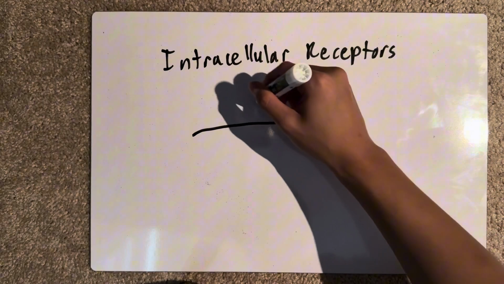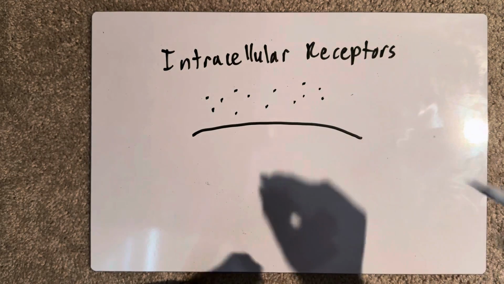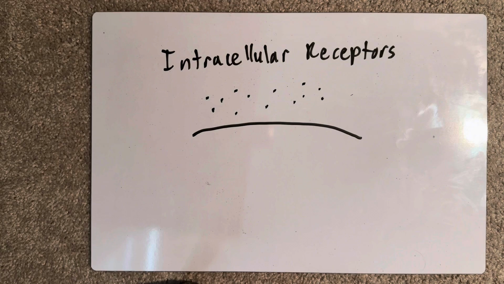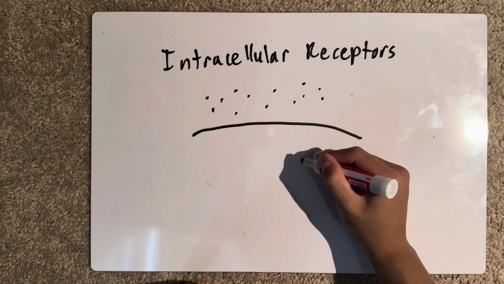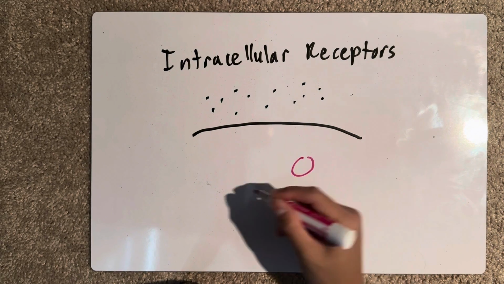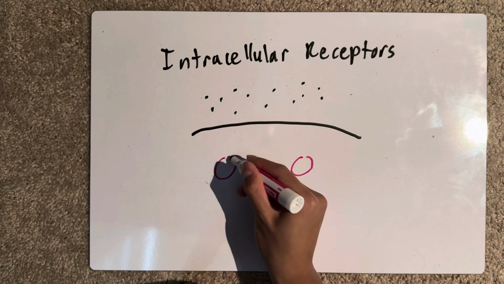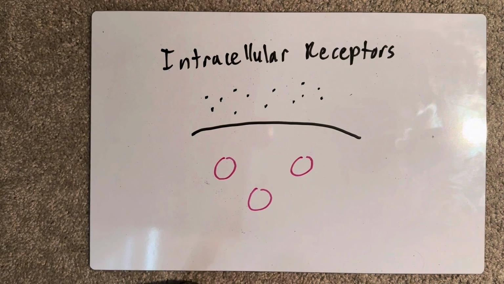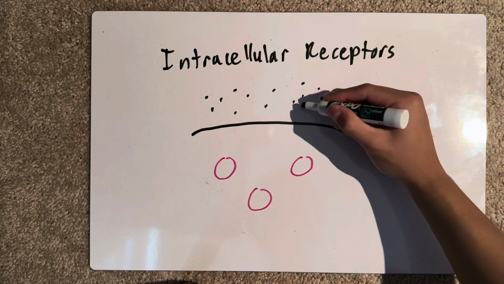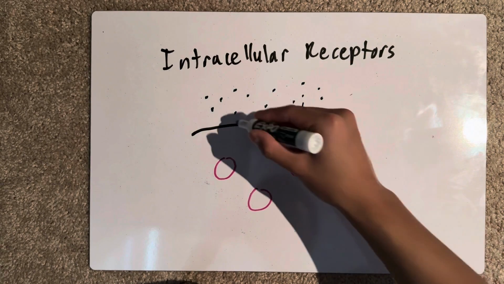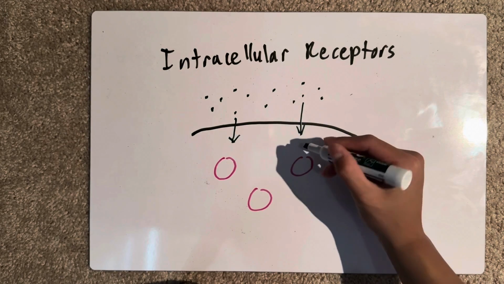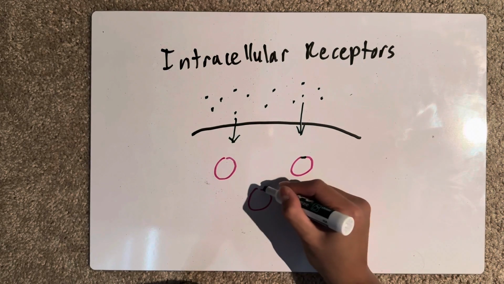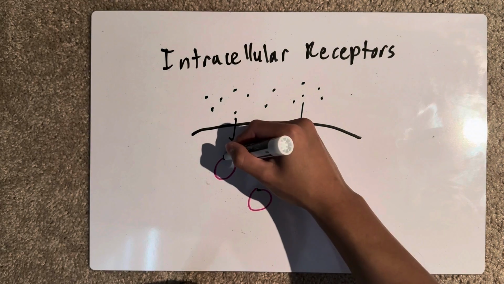So let's just say these are our hydrophobic molecules. And we're going to have our receptors right here. And these receptors are either in the cytoplasm or the nucleus. Basically, all these molecules will do, they'll just simply diffuse through the cell membrane, and they will bind to the receptors inside the cell.